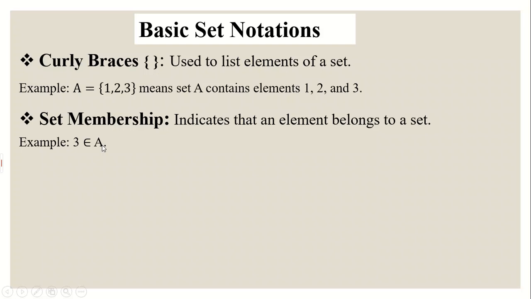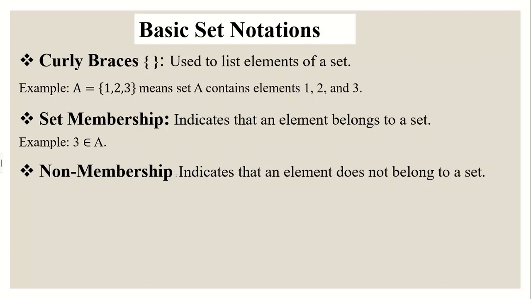For example, if A contains the natural numbers from 1 to 10, you understand? Then 3 should belong to A. So it could be written this way: 3 belongs to A, or 3 is a member of A. That is a way of explaining set membership.